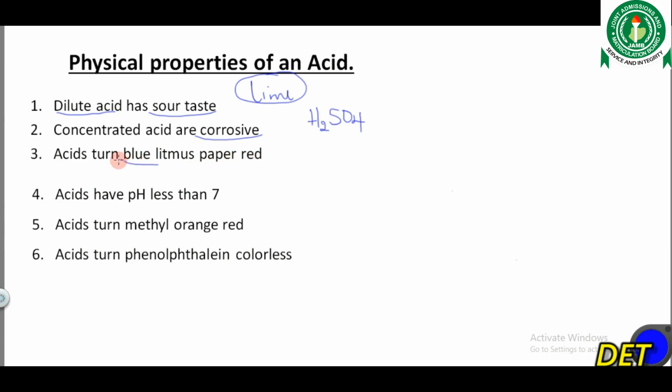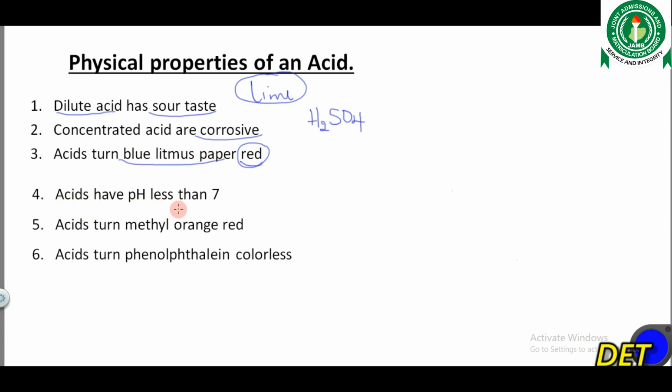Then acids turn blue litmus paper red. They turn it to red. If you put a blue litmus paper in an acidic solution, it changes to what? A red color. So acids turn blue litmus paper red. This is a very important property of an acid.